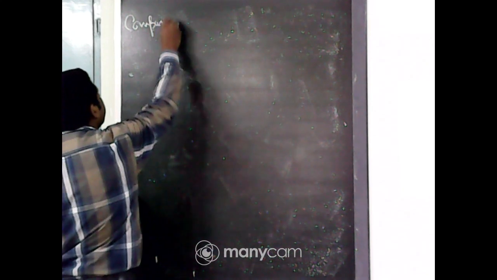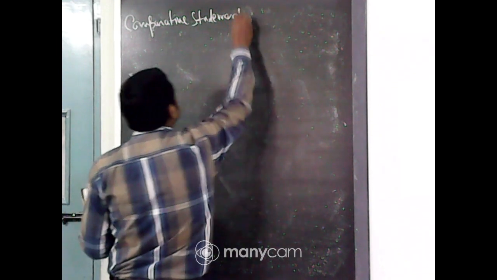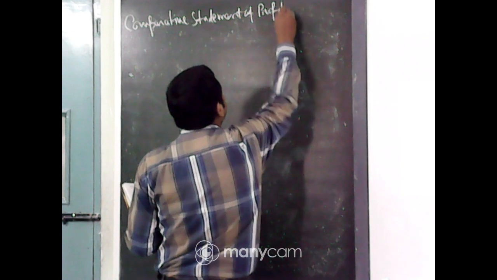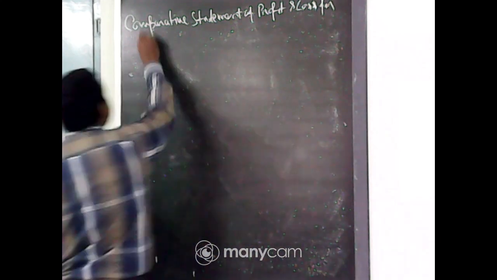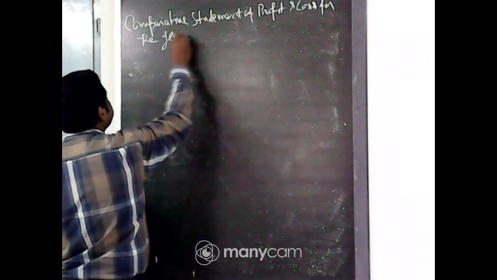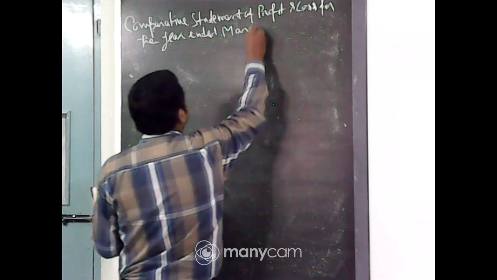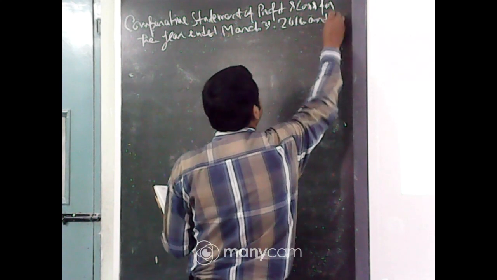Comparative statement. First you write down comparative statement of profit and loss for the year ended March 31, 2016 and 2017. Okay, 2016 and 17, both the years.